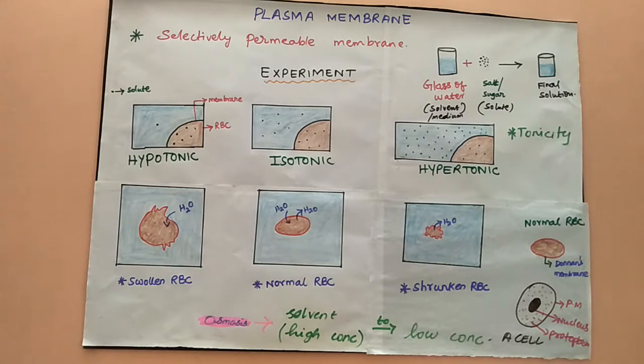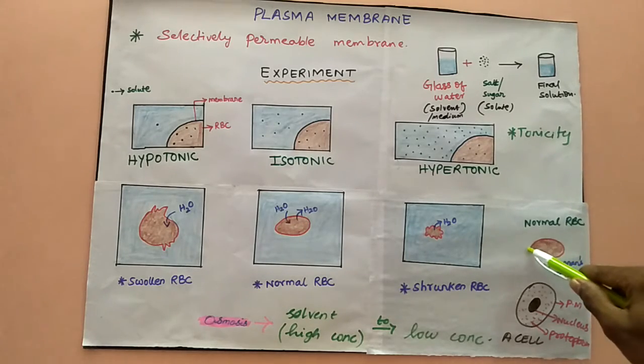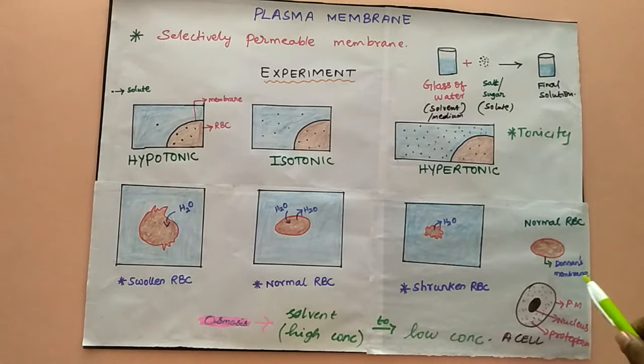In this experiment, we are going to introduce the normal RBC. You can see this is a vertebrate RBC, like a reptile RBC or a bird's RBC, anything it may be. This is the normal RBC, which has a biconvex and oval structure. Generally the plasma membrane of the RBC you can call a Donnan membrane. We are going to introduce this normal RBC into three types of media, that is hypo, iso and hyper, and observe the resultant, what is going to happen.